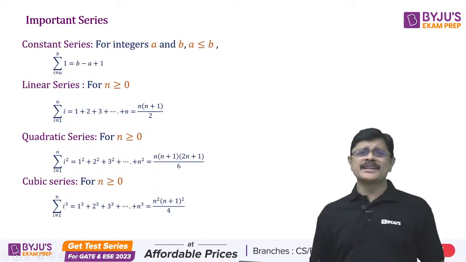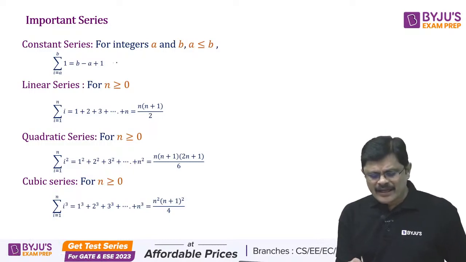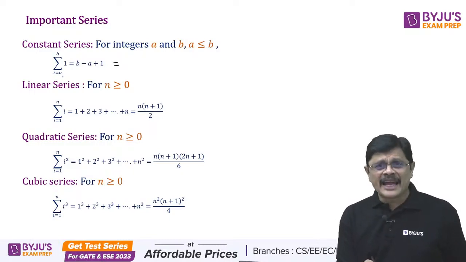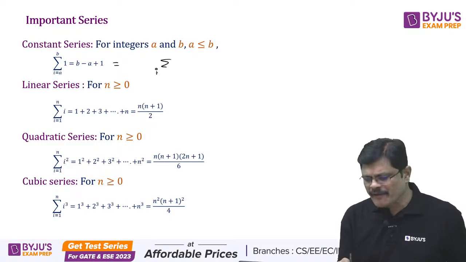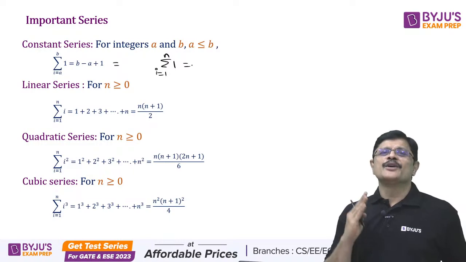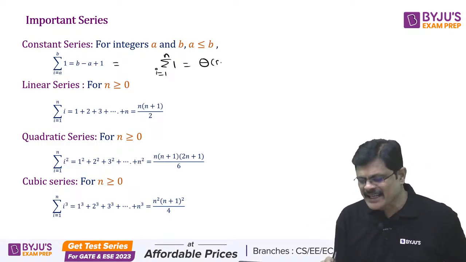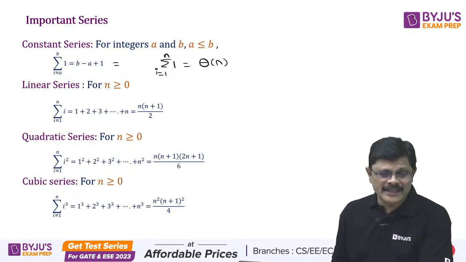Some more important series, constant series. If you add 1 to itself n times, you are going to get, okay, b minus a plus 1. For example, if you are going from 1 to n constant, what happens? 1 is added to itself n times and you write it as theta n, my dear friends. The complexity would be theta n.